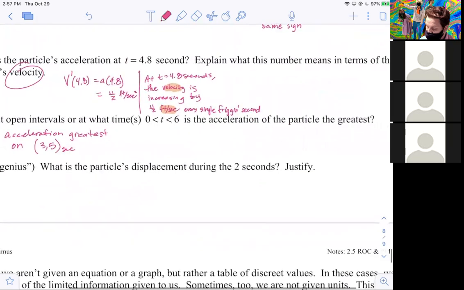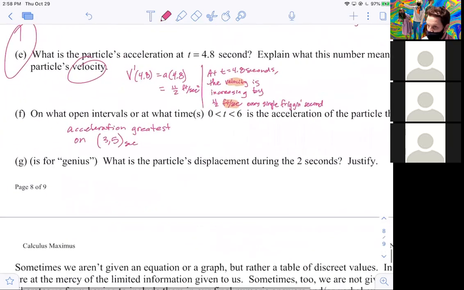Did it say to justify here? Do we have to justify? No, no. And then G is for genius.